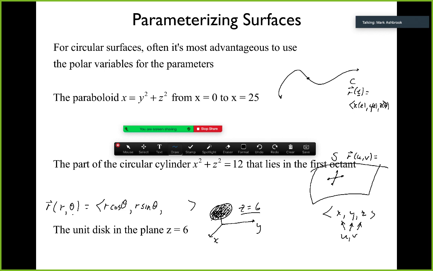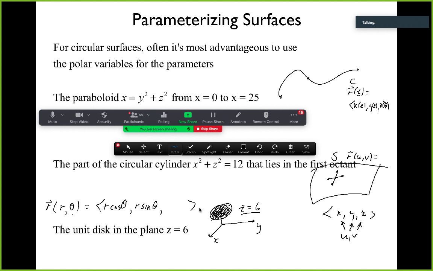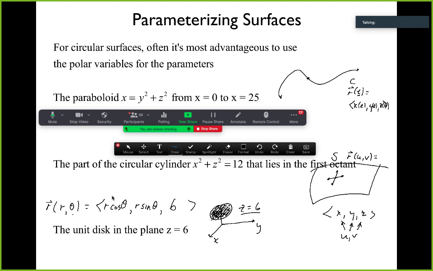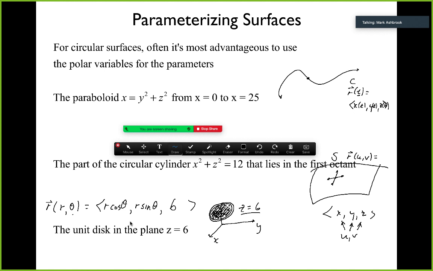And what would z be in terms of r and theta? What are the z coordinates of all these points? Just 6. No matter what the point is, it always has a z coordinate 6 if it's in the plane z equals 6. So a disk can always be written as r cosine theta, r sine theta, and this whole disk is at z equals 6. The last thing is just to get the boundary. If it's only inside the unit disk, then what's restricted, r or theta? R is restricted, between 0 and 1.